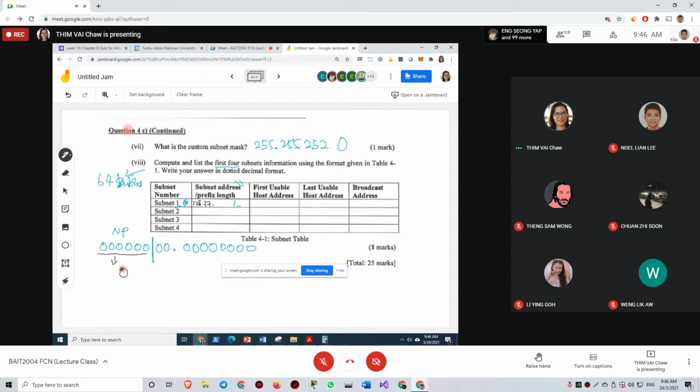I will have a 0. Am I right? Here 0, here also 0. Okay, so you can see all the bit pattern is 0. Then from here I can have a bit pattern of 0, 0. And then here I will have 0, 1. Am I right? So over here I will have a 1, 0. And then over here I will have 1, 1. Do you see that?